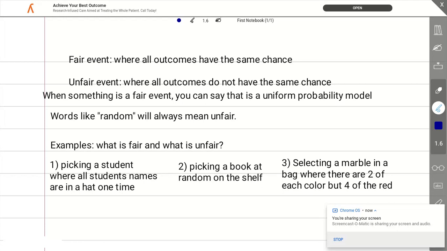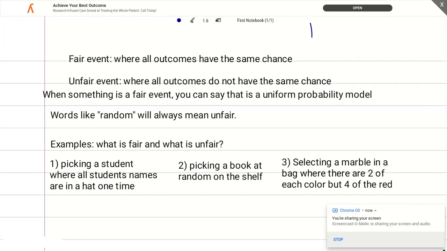Hey guys, welcome back. Today we're going to be talking about the differences between something that is a fair event and something that is an unfair event. So, a fair event is where all of your outcomes have the same chance. So, think of a number cube. You have numbers 1, 2, 3, 4, 5, and 6 on them.